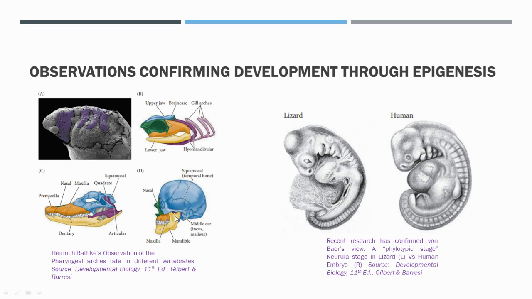So its origin lies here. In the later development, a lot of things have changed, but in early development, most things are similar. So we can find that these parts are found. These are the arches that develop. One of these arches is what we call the pharyngeal arches, and how the pharyngeal arches develop in these different organisms was also studied by Heinrich Rathke.